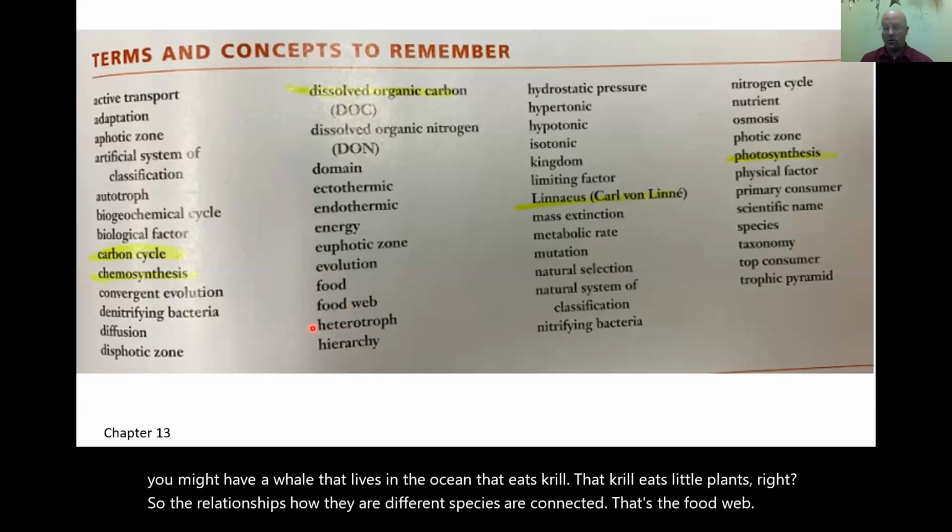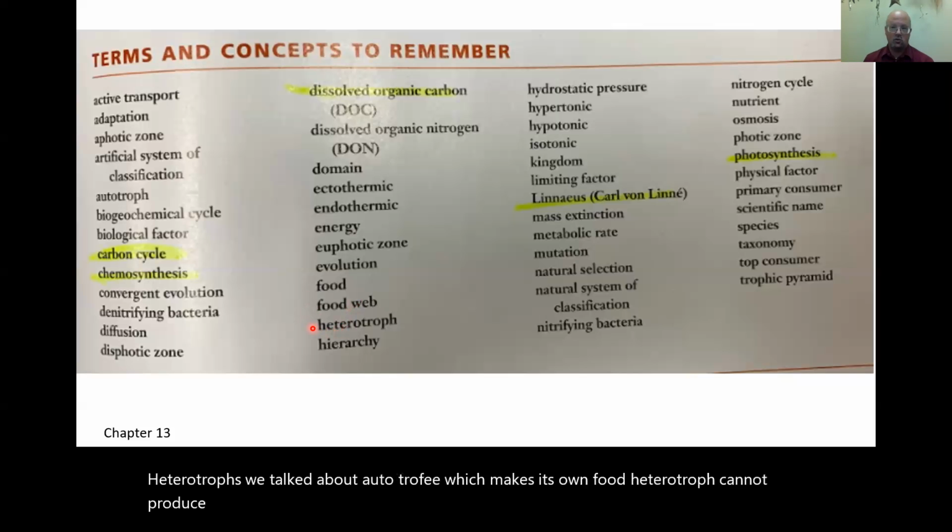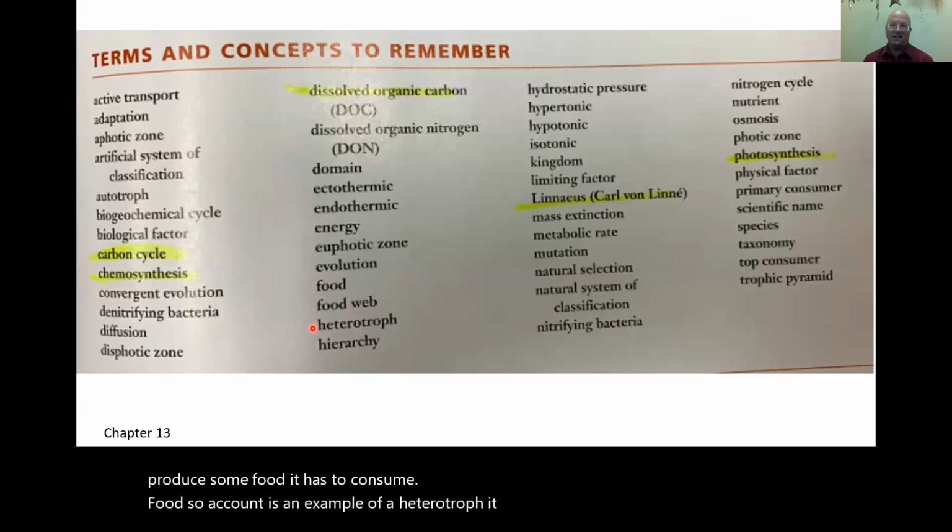Heterotroph. We talked about autotroph, which makes its own food. A heterotroph cannot produce its own food. It has to consume food. So a cow is an example of a heterotroph. It can't produce its own energy, so it has to eat grass.